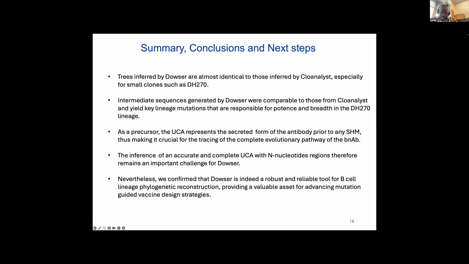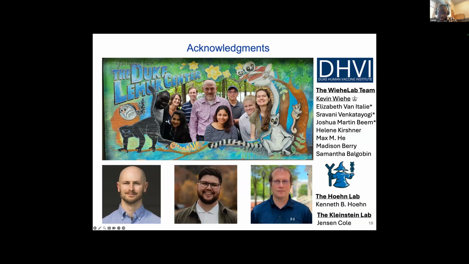The inference of an accurate and complete UCA with nucleotide regions therefore remains an important challenge for Dowser. Nevertheless, we confirmed that Dowser was indeed a robust and reliable tool for B-cell lineage phylogenetic reconstruction, providing a valuable asset for advancing mutation-guided vaccine design strategies.